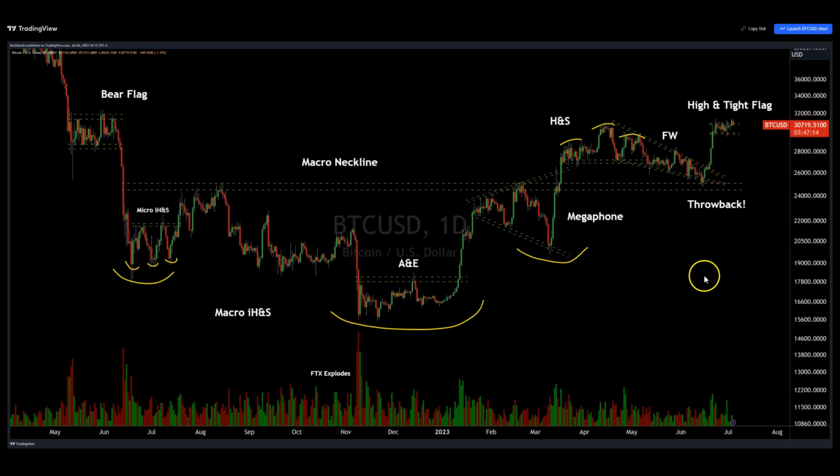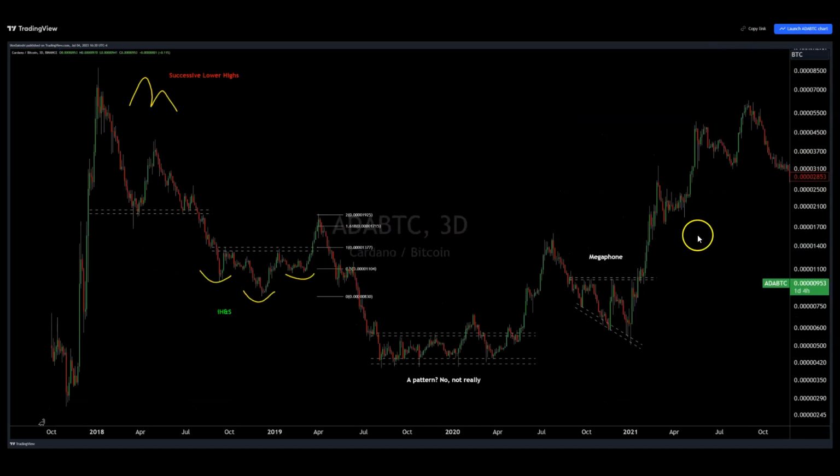Even still, these patterns have held up and have played out as I would think as expected. Inverted head and shoulders, throwback, most recently head and shoulders, falling wedge. Now you've got this high and tight flag that could also be called a Megaphone. So it is definitely important to know when to apply chart patterns, when not to, right?